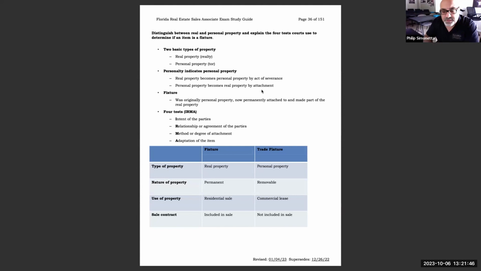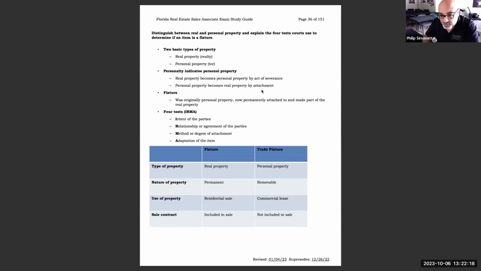So let's look at the little chart we made. There's fixtures and there's trade fixtures. Trade fixtures are in commercial property. Fixtures are on real property. And if you have to determine these, a fixture is in real property. The nature of property is permanent, and the use of the property is for residential sales and purchases. And the sales contract, it would be included in the sale. You would include that, right?